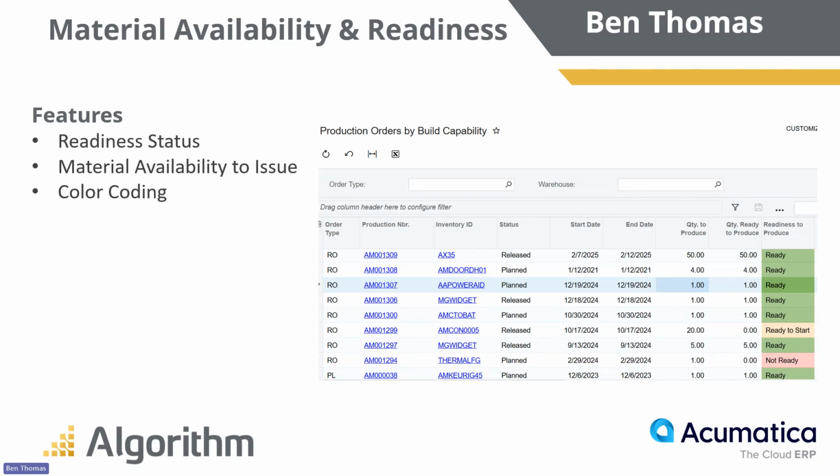There are really two things I want to share. The first one is related to a screen called Production Orders by Build Capability, and you see a snapshot here. This is all about making sure, based on the material that is available to issue, which production orders are ready to go into production, or potentially might have some other statuses that need investigation. And there's some nice color coding there.